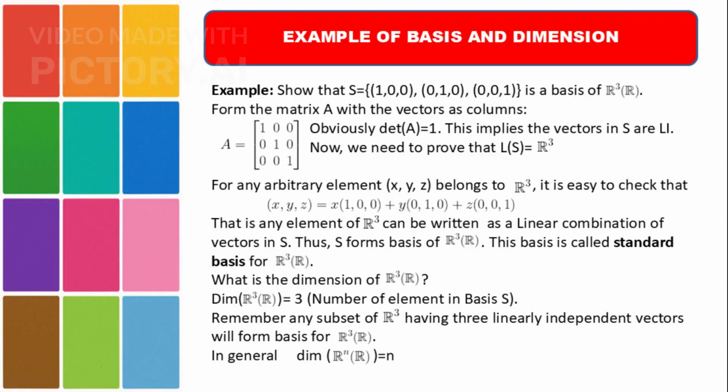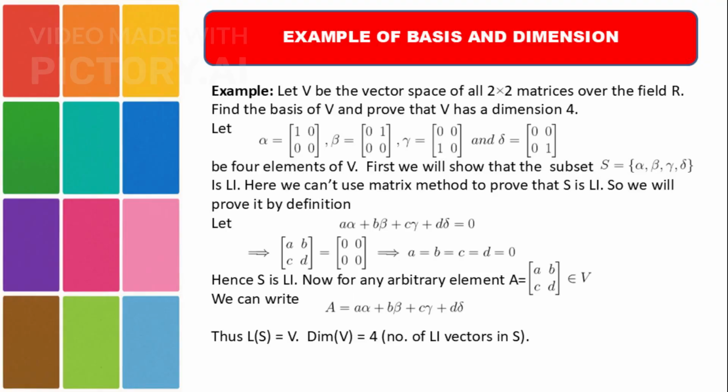Let's explore an example involving the vector space of all 2 by 2 matrices over the field R. We will find the basis of this space and prove that it has a dimension of 4. Let alpha, beta, gamma, and delta be 4 elements of V. Using elementary calculation, we can check that the set S, consisting of alpha, beta, gamma and delta, is LI and the linear span of S is V. Obviously the dimension of V is 4. Thank you very much.